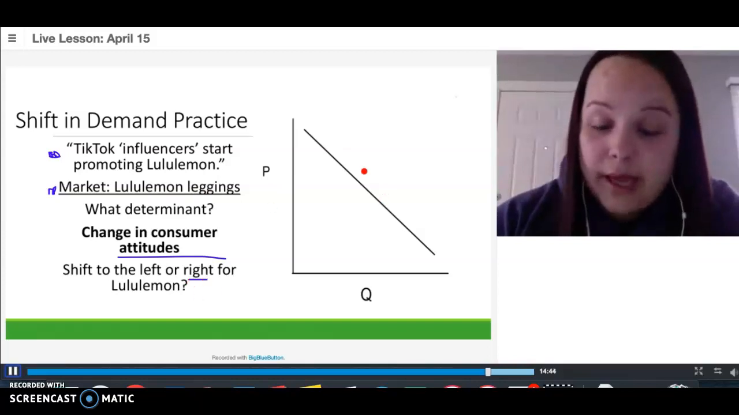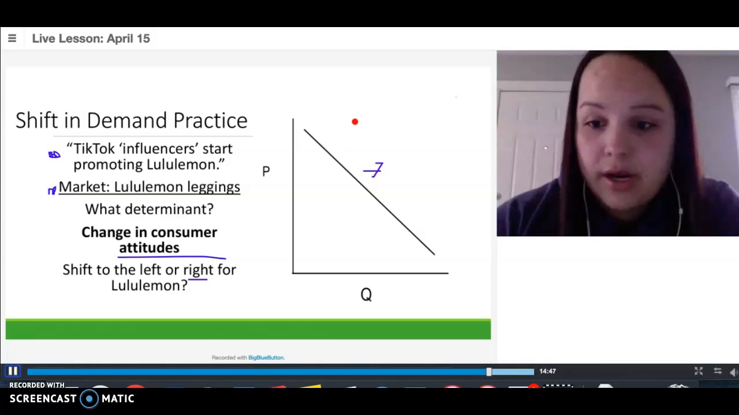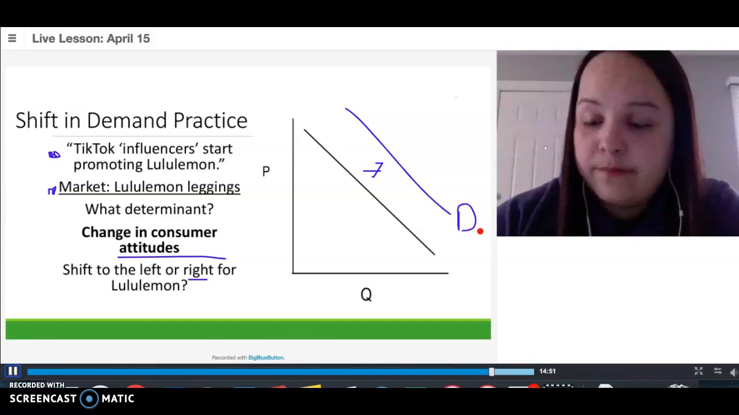So again, shift it to the right, draw an arrow. That's a really bad arrow, sorry. And then draw your new demand curve. So that's essentially showing you the determinants of demand.